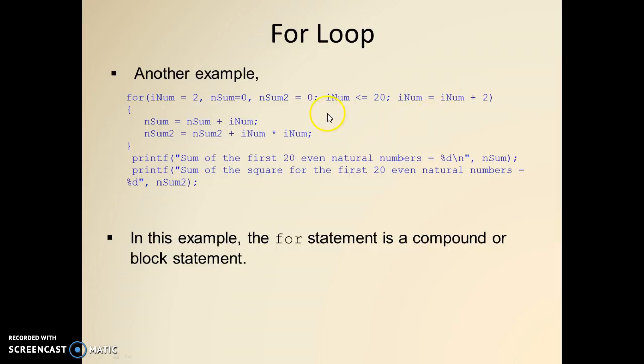In the for loop we have two statements, so we have used braces as we have compound statements inside the for loop. If we are using only one line, there is no requirement for braces. So this program prints the sum of the first 20 even natural numbers and the sum of their squares, as we are incrementing inum by 2.